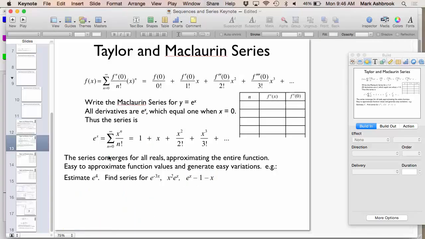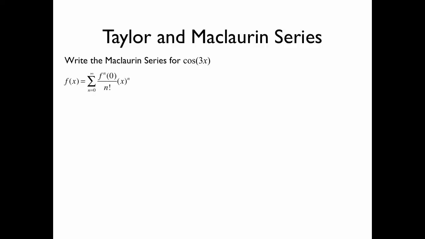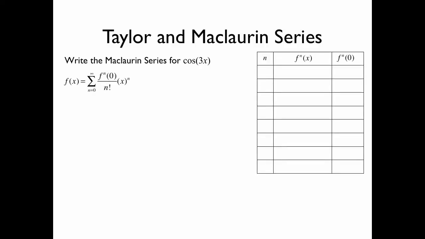So let's do the Maclaurin series for cosine 3x. Here we go. Okay, so the nth derivative, the 0th derivative, is just the function. Okay, first derivative of cosine 3x: negative 3 sine 3x.